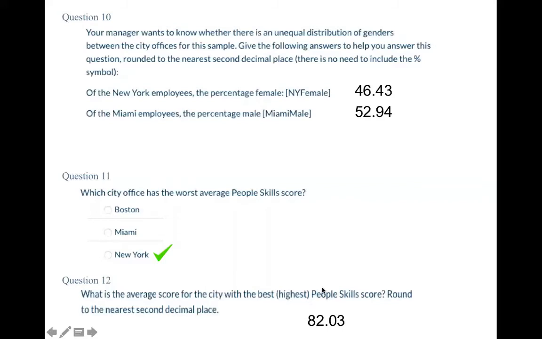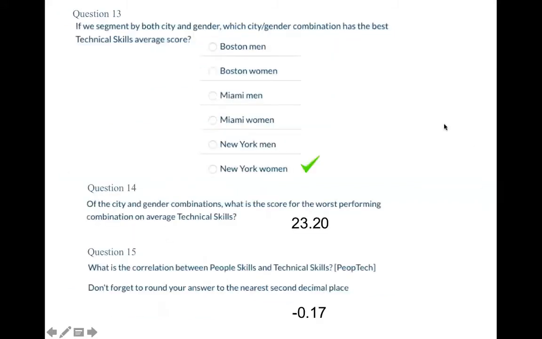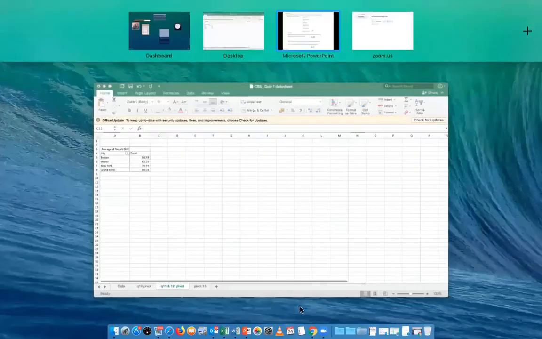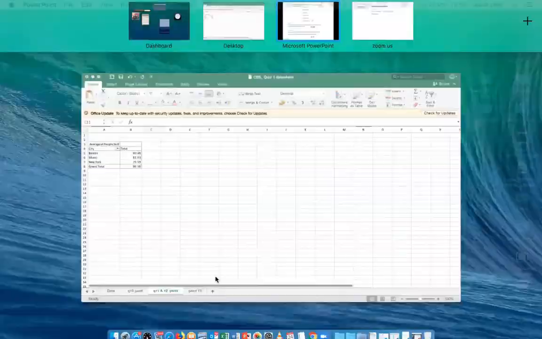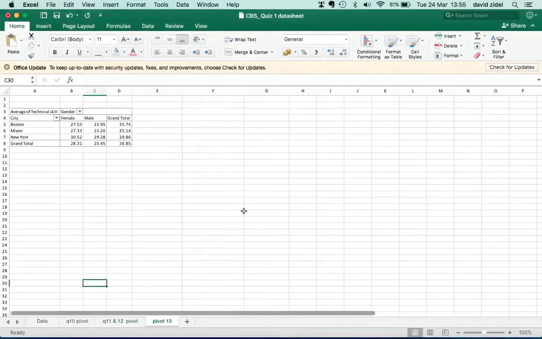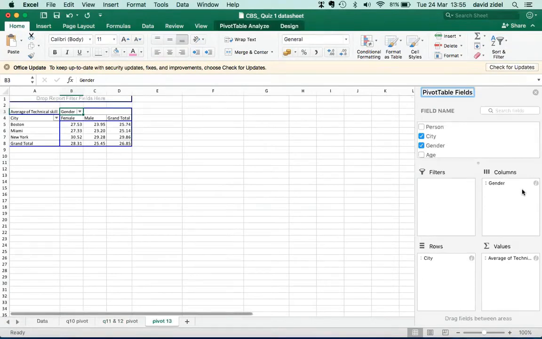Okay. Now, if we look at 13, in which segment, by both city and gender, which city-gender combination has the best technical skills? So we want to go over here, and what you would do is look at the gender and the city. So we put in city and gender, however you want to place that. And then we're looking at the technical skills and we're looking at averages. So there's your technical skills.